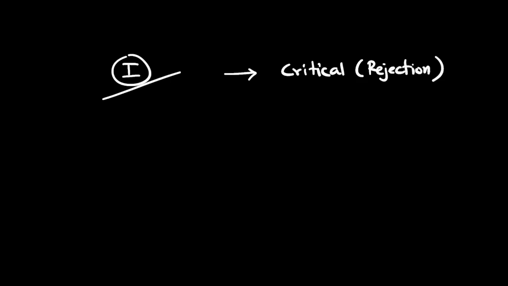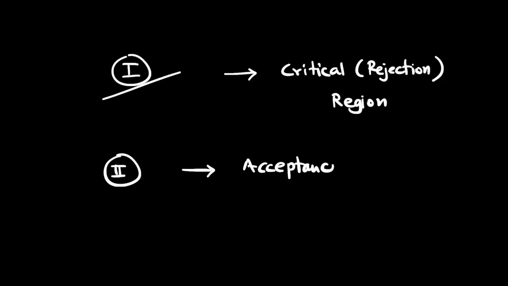Now remember, type 1 is related with the critical or rejection region, because we reject H0 when H0 is true. So that is type 1 error. Type 2 error is the exact opposite. It is related with the acceptance region, because we are accepting H0 even though H0 is false.